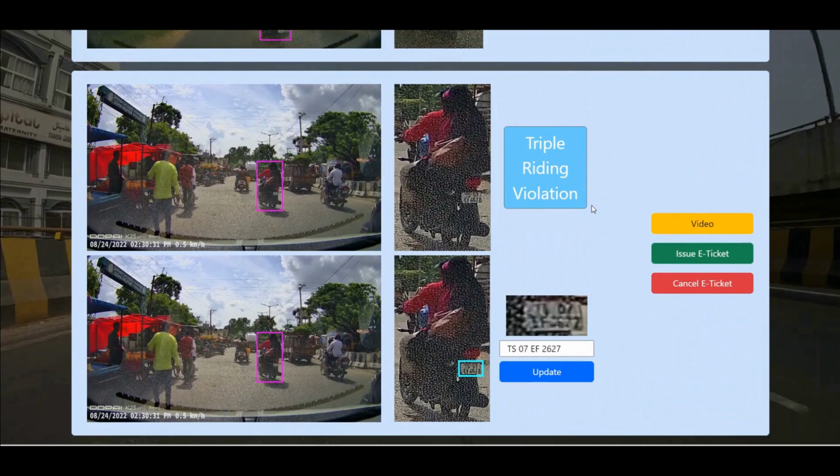Another case could be where an instance is falsely marked as a violation when it is clearly not so. In such cases, we have the option to cancel the e-ticket using the Cancel e-ticket button.